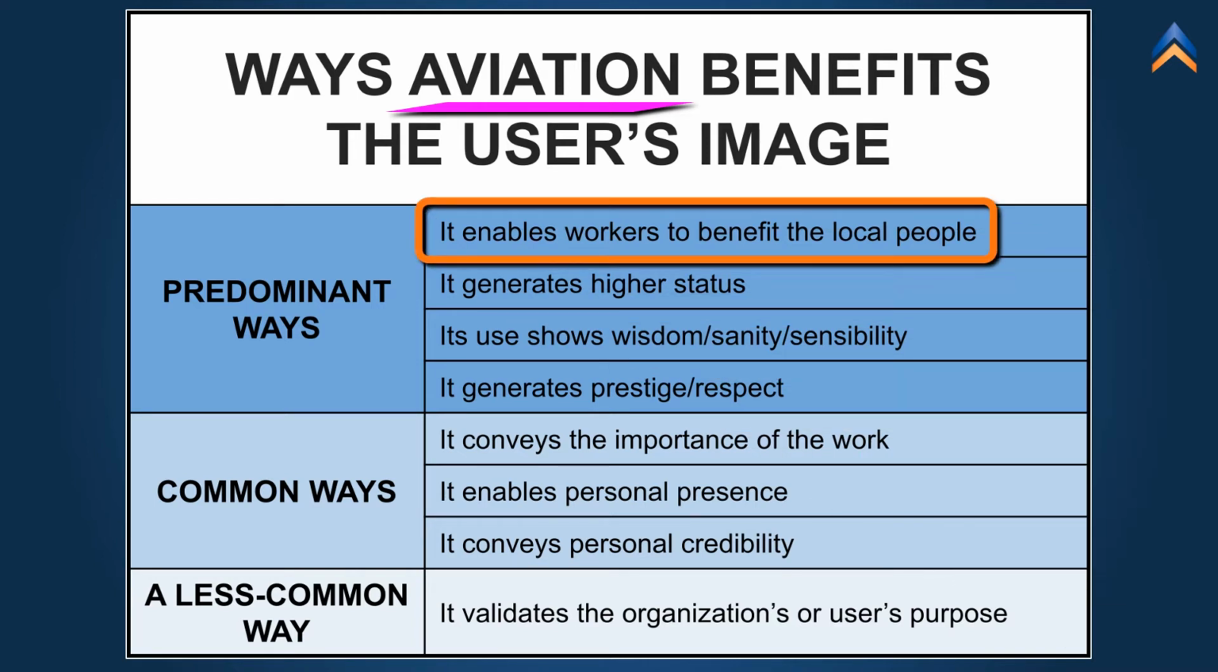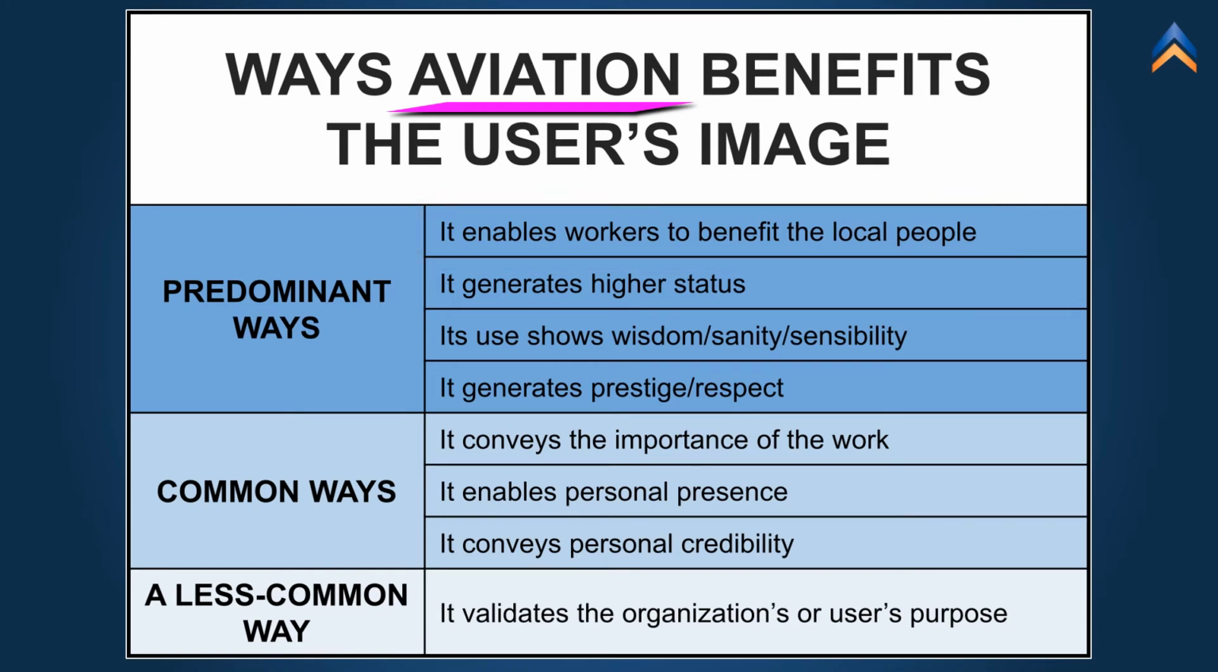So for example, we see "it enables workers to benefit the local people" is at the top of the predominant section. This means using aviation to serve the local people was a very important way aviation benefited the user's image, and thereby their work. Hence, using aircraft to serve local people should be given strong consideration when deciding how to use aviation.